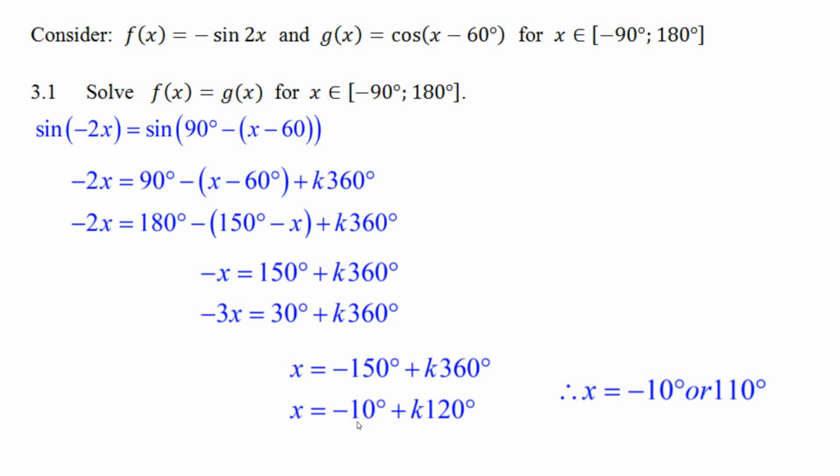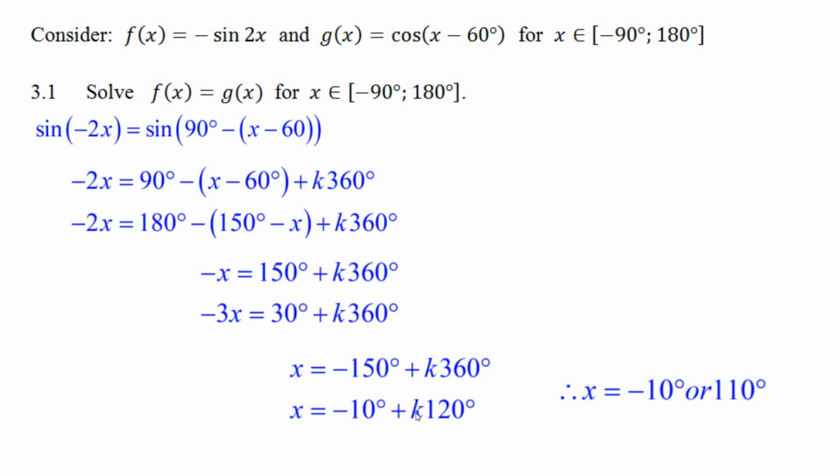But we only want 2 anyways. We want the minus 10 degrees. They didn't ask for a general solution, so I guess I don't have to put k equals. I'm just going to use this little thing right here to see, in between minus 90 and 180 degrees, where is it going to cross? Well, this one, minus 150, that's way outside it. If I add 210, 360 plus negative 150 plus 1 times 360, that's too big. None of these are going to work. But if I say k is 0, minus 10 degrees, that fits in this region.